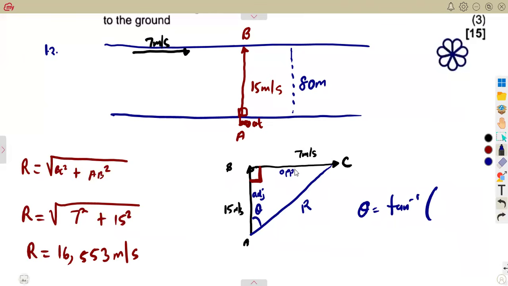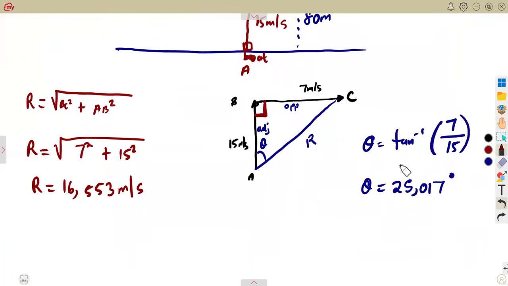All right. Anyways, the arctan is opposite over adjacent, so that's 7 over the adjacent, which is 15. Not arcsine, but arctan. Okay, so that is going to be 7 over 15, which is 25,017 degrees. So we have got the direction in that case. So meaning to say, we can consider our resultant velocity to be 16,553 meters per second at.